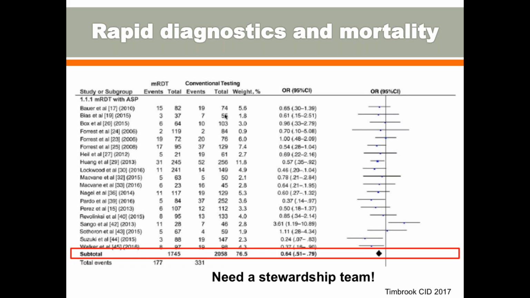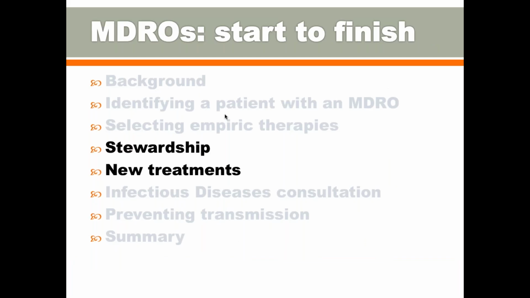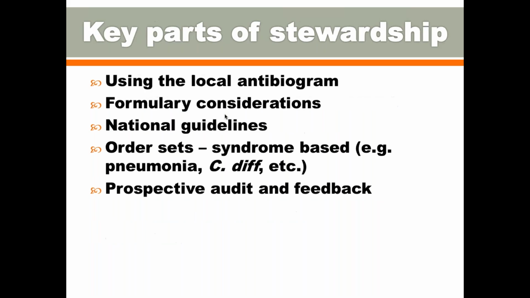And mortality was reduced if you had a stewardship team in combination with the rapid diagnostics, but if there was no stewardship team, essentially the rapid diagnostics weren't being acted upon and there was no difference. So you need a stewardship team to help you out with the interpretation of these tests. Which leads us into the next portion of the talk, which is looking at stewardship and drug-resistant infections, and then we'll talk about some of the newer antimicrobials that are coming out for some resistant gram-negatives.